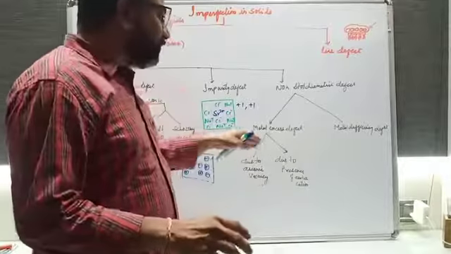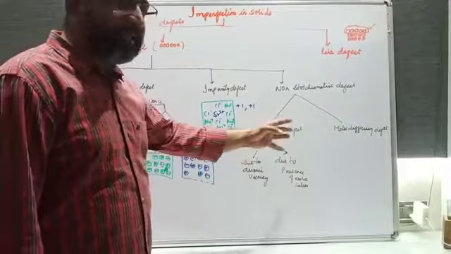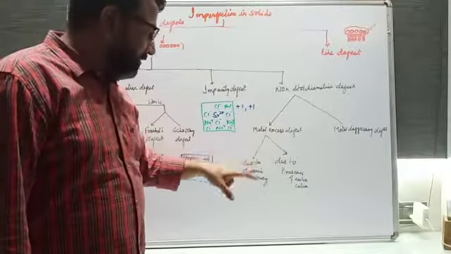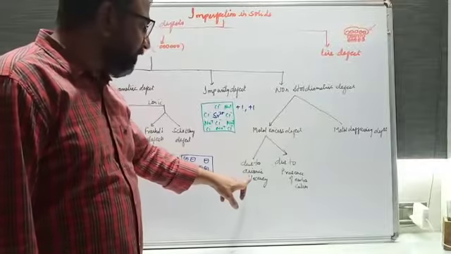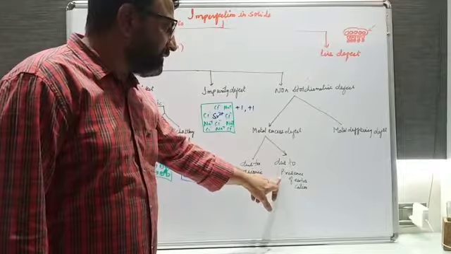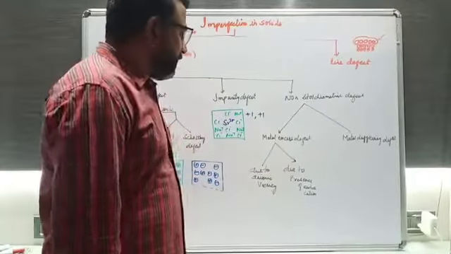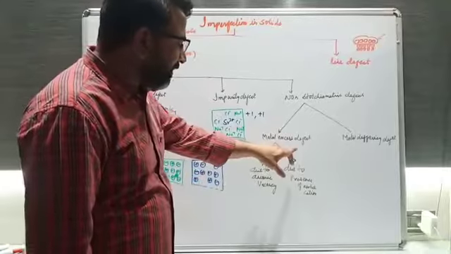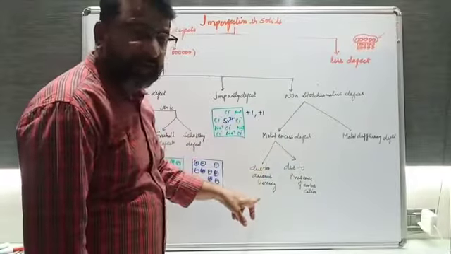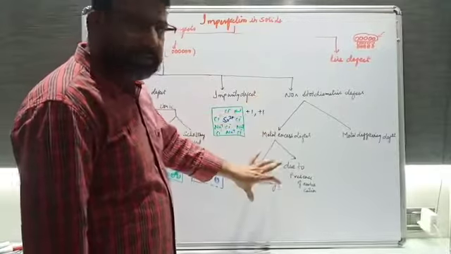So these are the 2 things which you have to see. Metal excess defect can be because of 2 things. The first is due to the anionic vacancy, and the second is due to the presence of the extra cation. So this metal excess defect will be due to the anionic vacancy and due to the presence of the extra cation. Okay, so let's describe this.